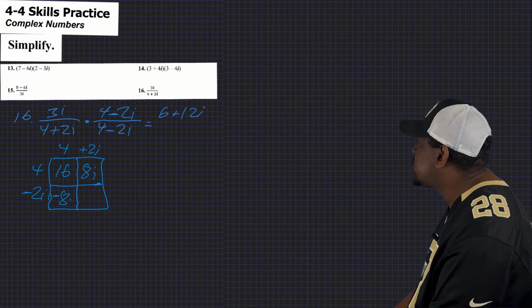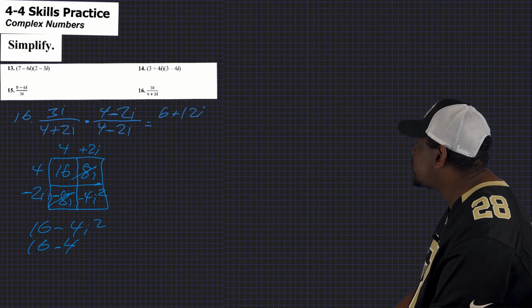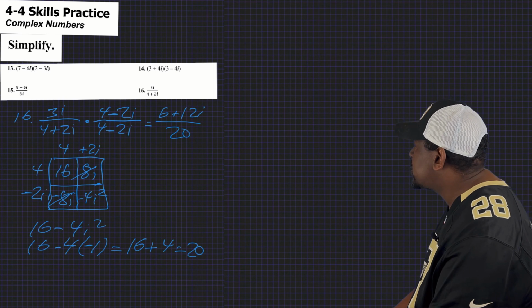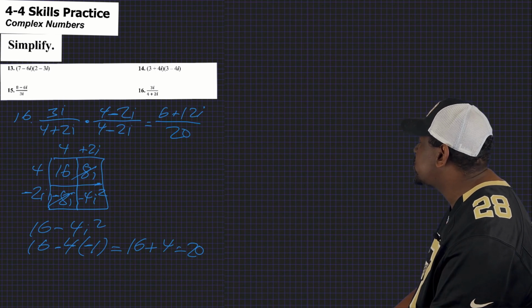4 times 4 is 16. 4 times 2i is 8i. 4 times negative 2i is negative 8i. And negative 2i times 2i is negative 4i squared. 8i and negative 8i cancel out, so we have 16 minus 4i squared. We substitute negative 1 for i squared. That gives us a product of negative 4 times negative 1. That will be 16 plus 4, and so the final answer is 20.